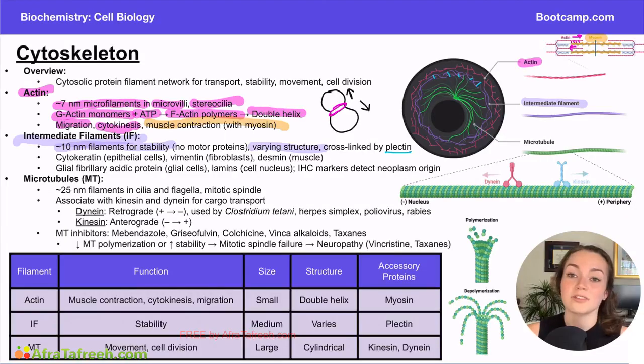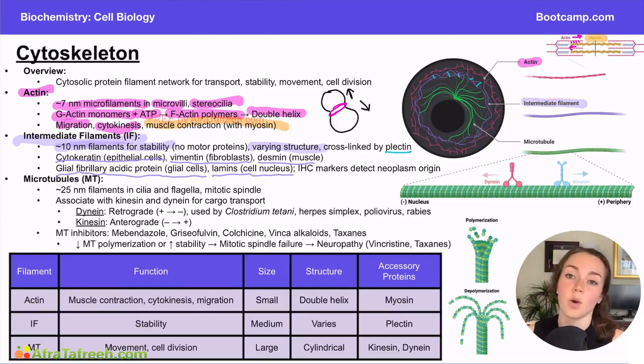And now there are a lot of different types of intermediate filaments, as I alluded to, based on the cell that they're in. And these are names that you're going to want to be familiar with. So cytokeratin is found in epithelial cells, vimentin is found in fibroblasts, desmin is found in muscle, glial fibrillary acidic protein, or GFAP, is found in glial cells, and lamins are found in the nuclei of cells.